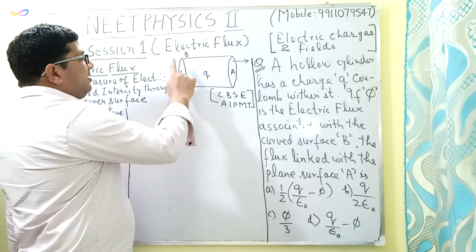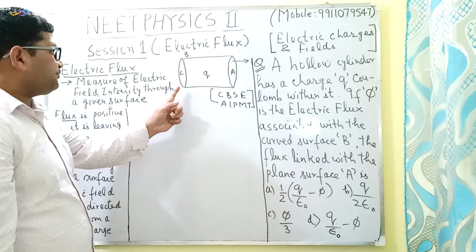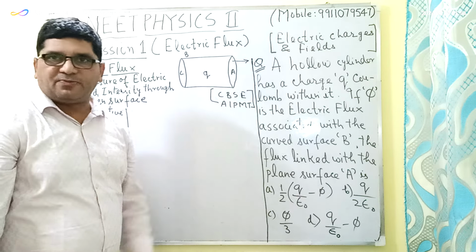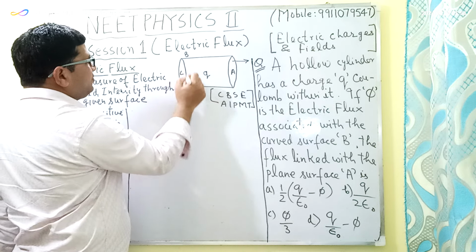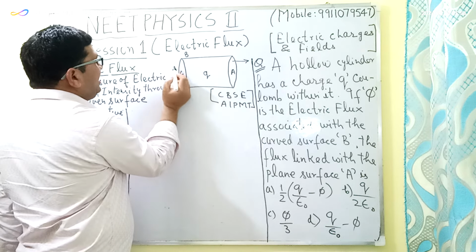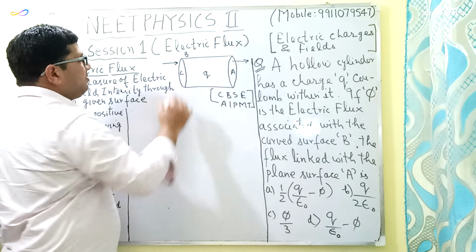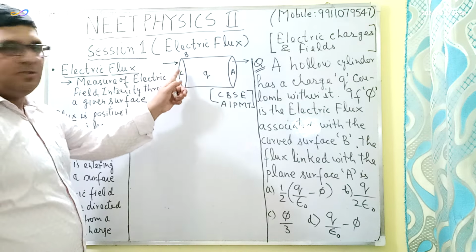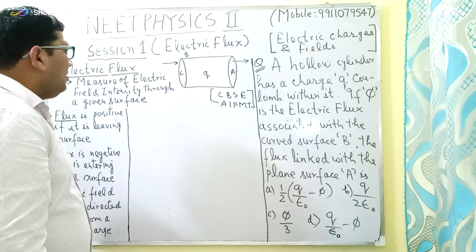Second point, if the electric flux is directed into the surface, then it is taken as negative. For example, take the case of this curved surface C. If the electric flux is directed as indicated by this arrow, that is, directed into the surface, then in that case it is taken as negative.